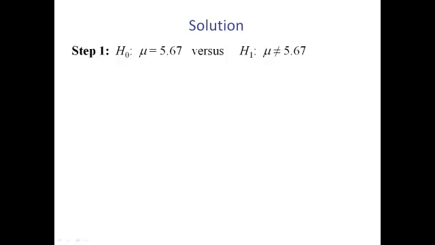And so step one of our process is to state the hypotheses. We've got H0, mu equals 5.67 grams, versus H1, mu is not equal to 5.67 grams.